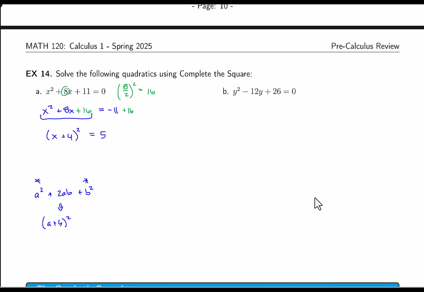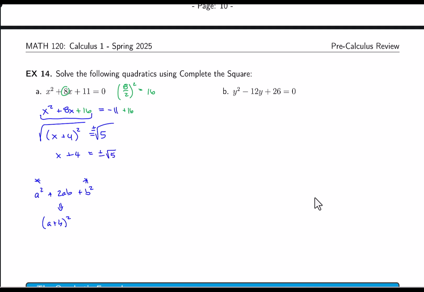And to finish off, you just solve this equation. So you have a perfect square equal to a constant. Just take the square root of both sides. Now, you do have to consider the plus or minus case for the square root because of variables involved, but that's the only complication here.